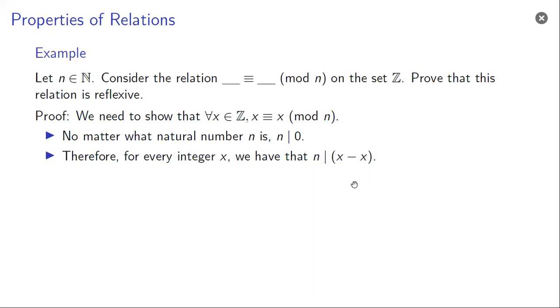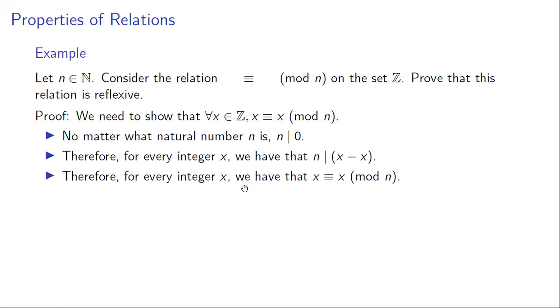But then let's remember, what's the definition of congruence? If I know that n divides x minus x, then for every integer x, we have that x is congruent to x mod n, just following the definition of congruence. So what have we proved? We have proved that for all x in Z, x is congruent to x mod n. Notice we don't even know what n is, but we have proved that no matter what natural number n is, for all x in Z, x is congruent to x mod n. So we have shown that this relation is reflexive.